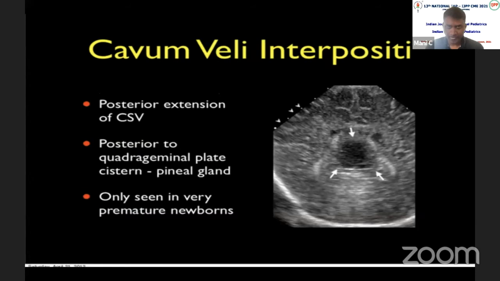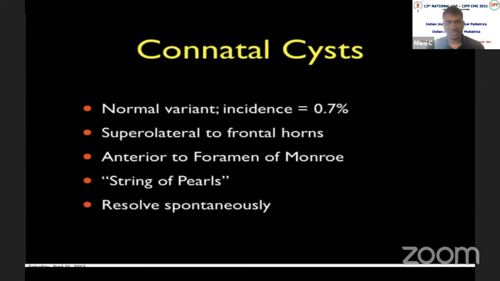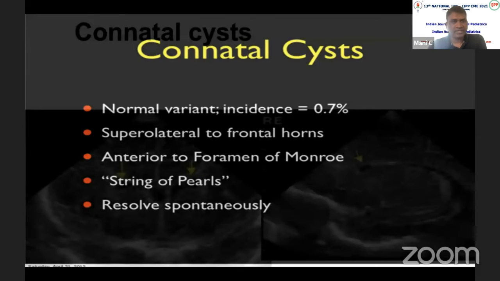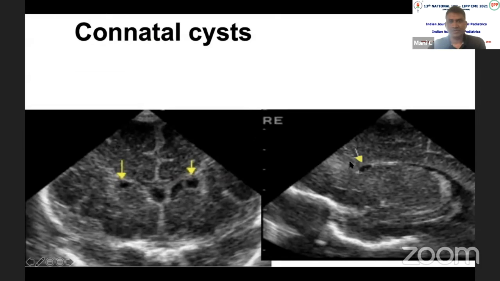The cavum veli interpositi is again posterior to the cavum septum vergae. It is posterior to the quadrigeminal plate cistern, next to the pineal gland. It's only seen in very premature infants. It's also a very benign condition, nothing to worry about. Sometimes you can see congenital cysts. Congenital cysts are like this. They are next to the lateral ventricle, and you can see them in the coronal and sagittal sections. They should not be mistaken for any periventricular cystic area or white matter abnormality, so it is important to know about congenital cysts.